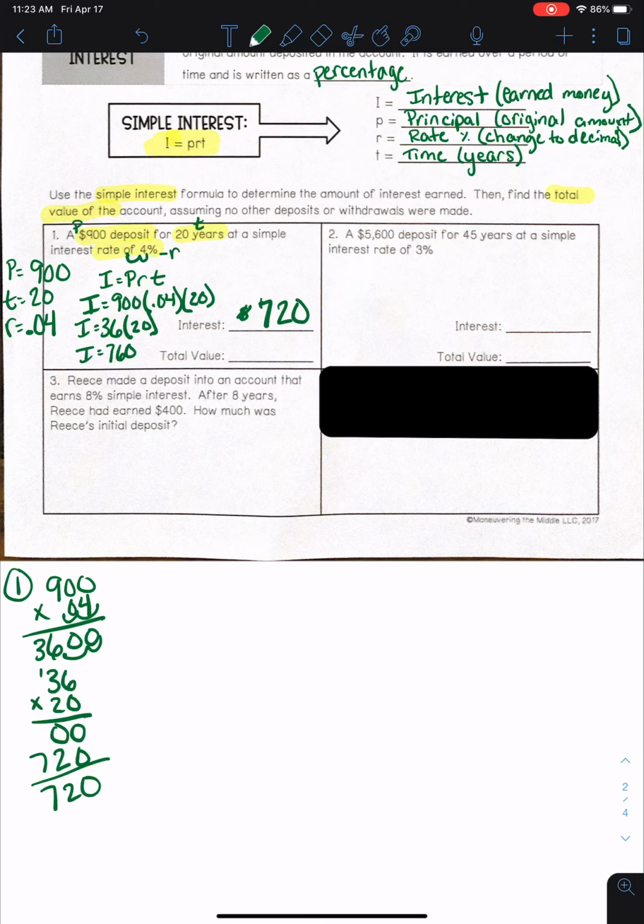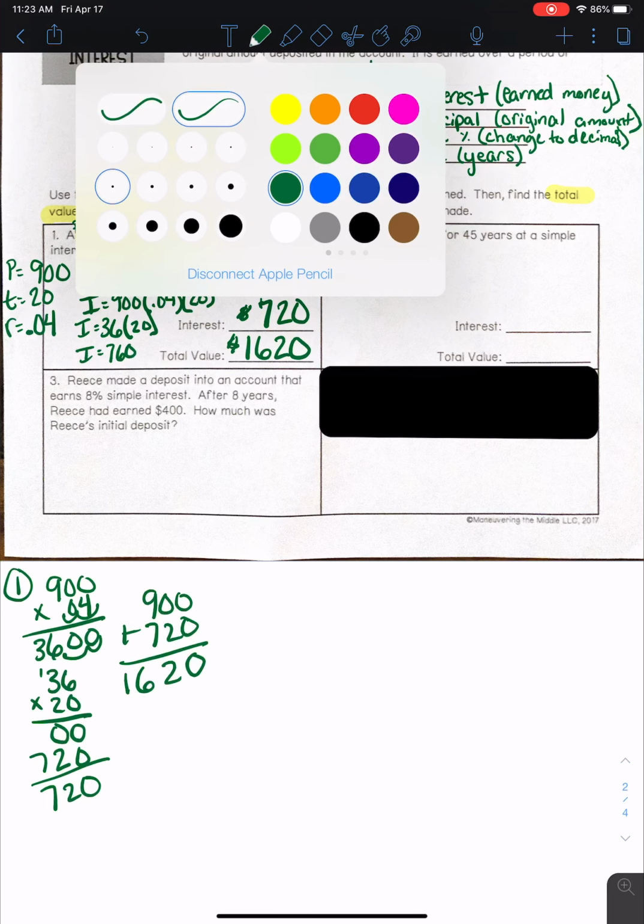Okay, now I can add them together. 900 plus 720 is going to give me 1,620. Okay, so when you're doing your independent practice, make sure you read whether it says to find the interest or whether it says to find the total. All right, number 2.